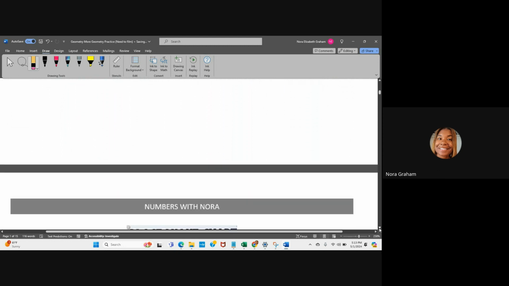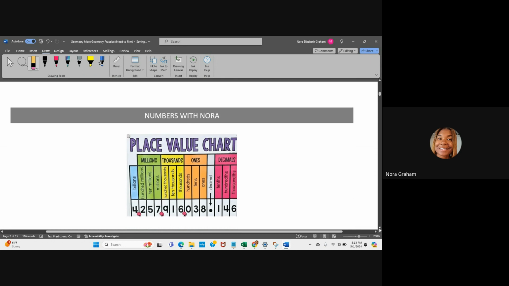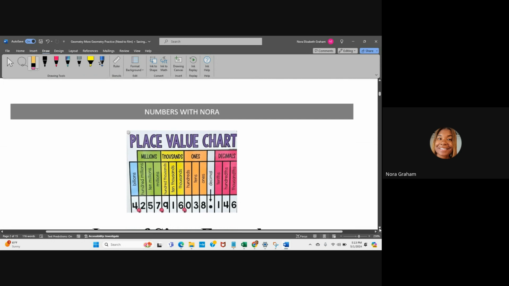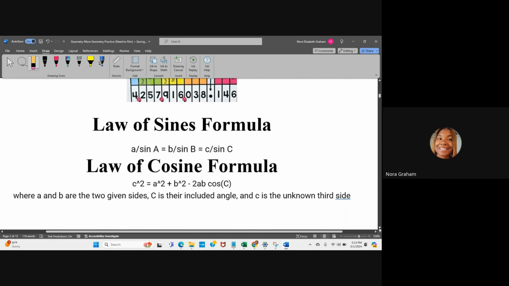Also, for my examples, they ask us to round, so I just put the place value chart there just in case. And then also our formulas that we're going to be using. For law of sine, it's going to be A, which is our side, over sine of A. When you have a trig function with a variable, most likely that variable represents an angle, okay? And then B over sine of B, and then C over sine of C, okay?